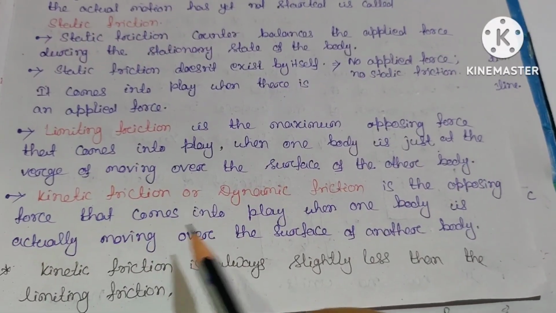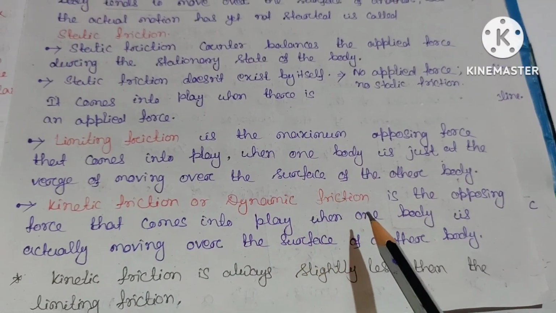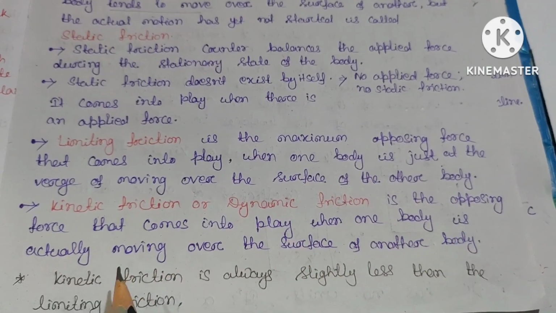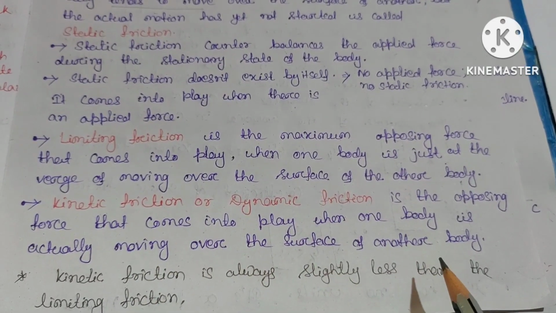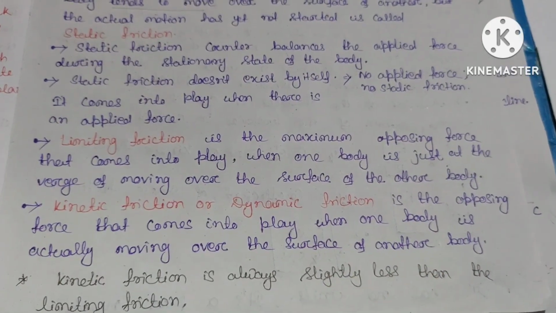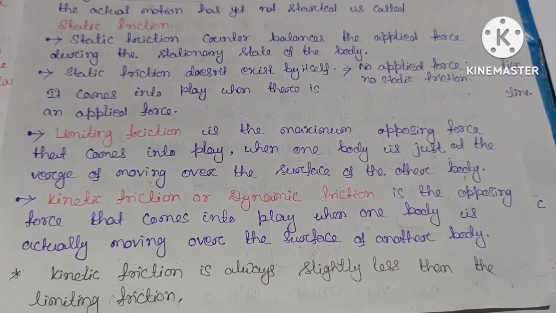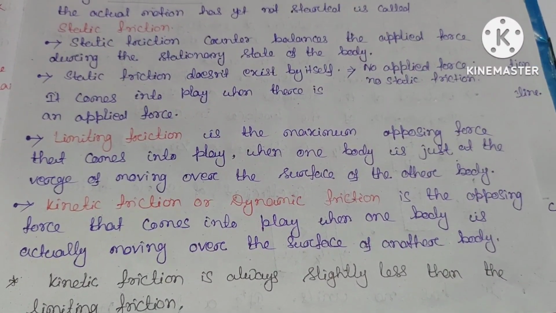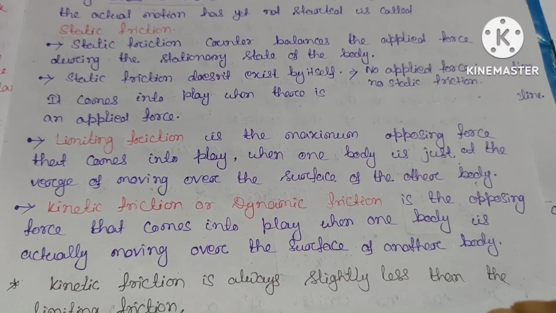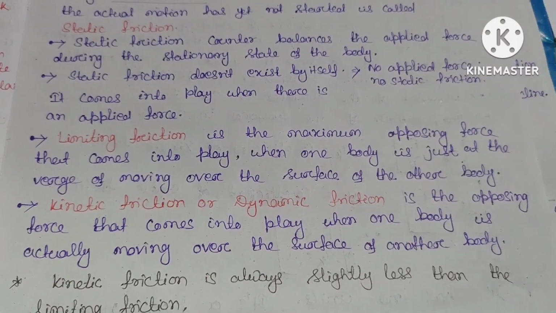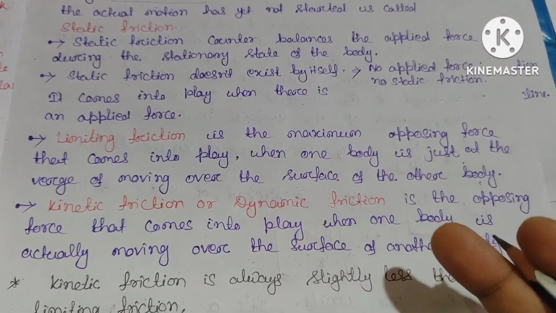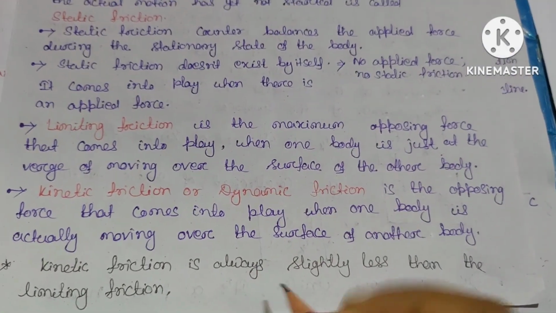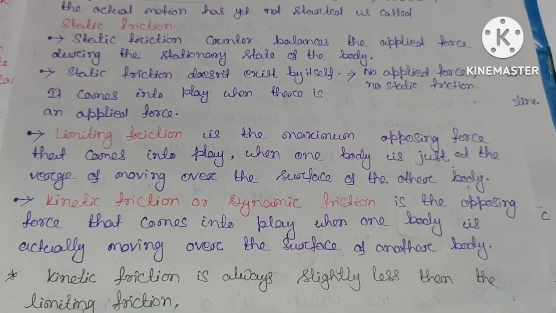So here comes kinetic friction, also known as dynamic friction. It is the opposing force that comes into play when one body is actually moving over the surface of another body. When we increase the applied force slightly beyond the limiting friction, the actual motion starts. This doesn't mean that the friction has disappeared. It only means that the applied force is now greater than the force of limiting friction. The force of friction at this stage is called the kinetic friction. This kinetic friction is always slightly less than the limiting friction.